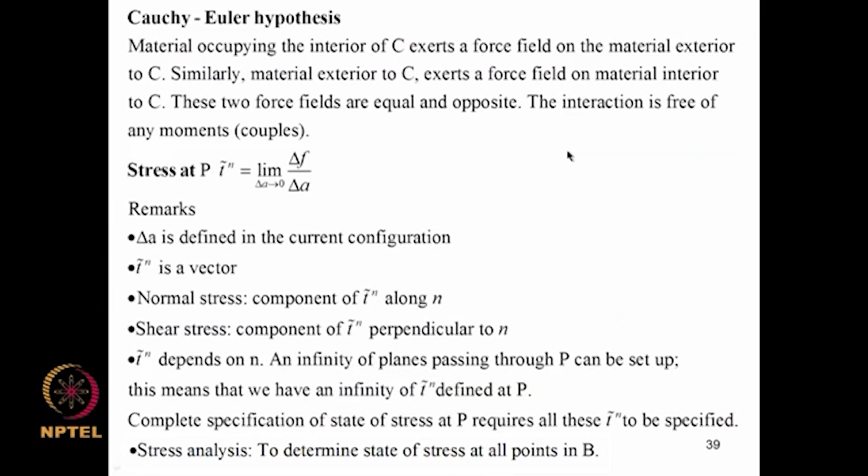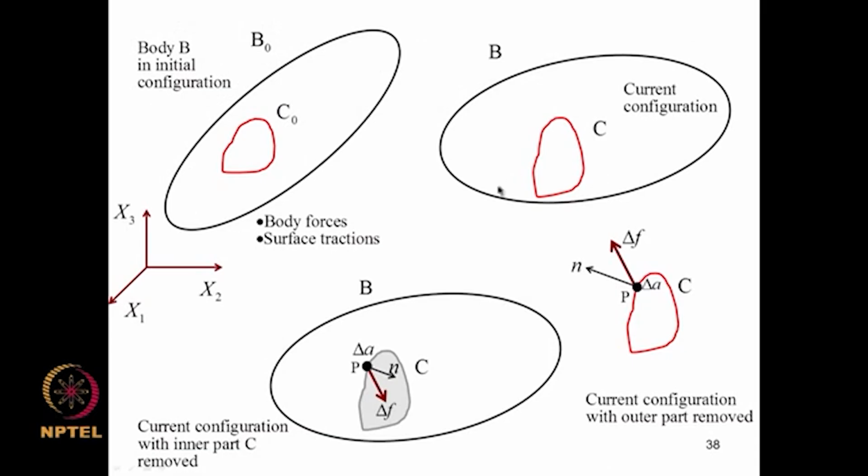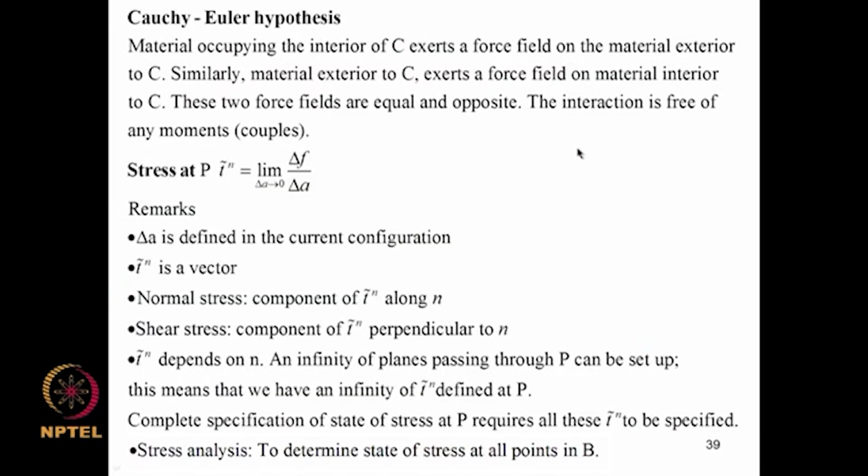Passing through point P I can draw an infinity of planes with unit outward normal n. If I want to define the state of stress at point P, I should be able to specify T tilde n for any choice of the orientation of n. So complete specification of the state of stress at P requires all these T tilde n to be specified for any choice of n. Stress analysis consists of determining the state of stress at all points in B. So this looks like a tall order. At any one point I need an infinity of vectors, and there are infinite points in B. So how do we proceed?